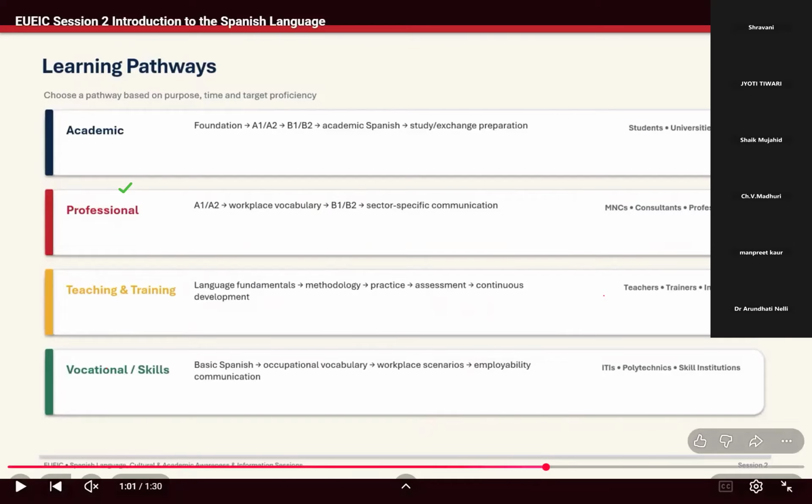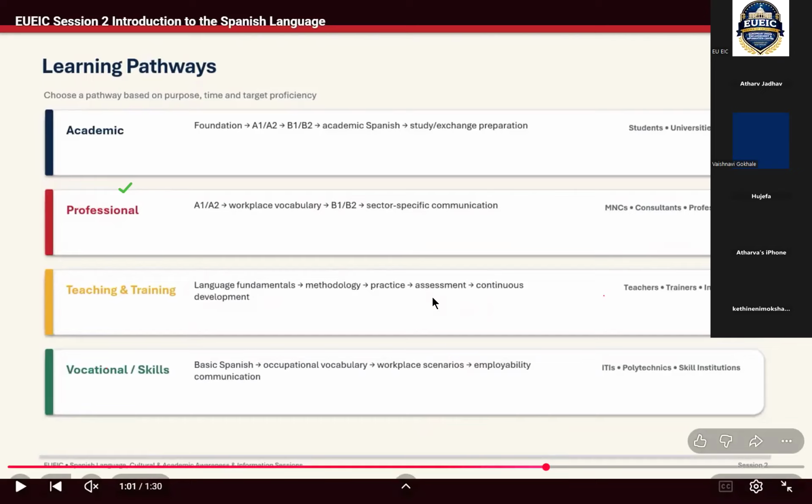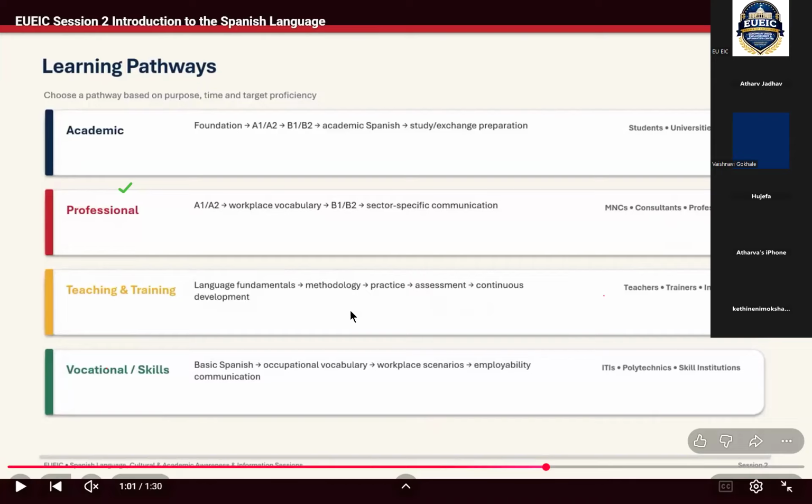So, teaching and training, language fundamentals, methodology is also going to depend on what kind of Spanish you want and what is the purpose of learning Spanish language. Then you have practice, assessments that will be done, and of course, continuous development with a lot of mix of cultural communication. Because when you're learning a language, just learning how to communicate is not important, right? You need to understand where to communicate, how to communicate what, right?